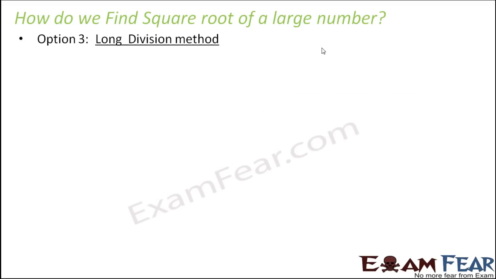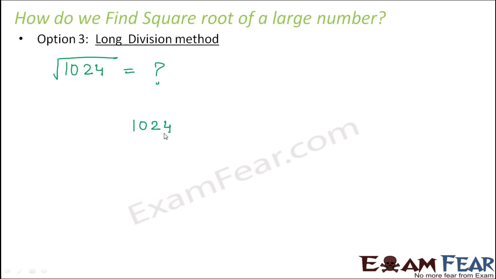Okay, so let us now look at the third option, that is the long division method. We will understand this method using an example. Let us take the example of the number 1024. Let us say that you have to find the square root of 1024. So how will you do this? Write down this number 1024.